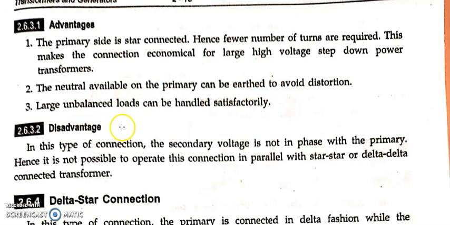So unbalanced load is also possible satisfactorily, not like the delta delta connection, since the secondary side is delta, so the voltage remains the same even for the unbalanced load.